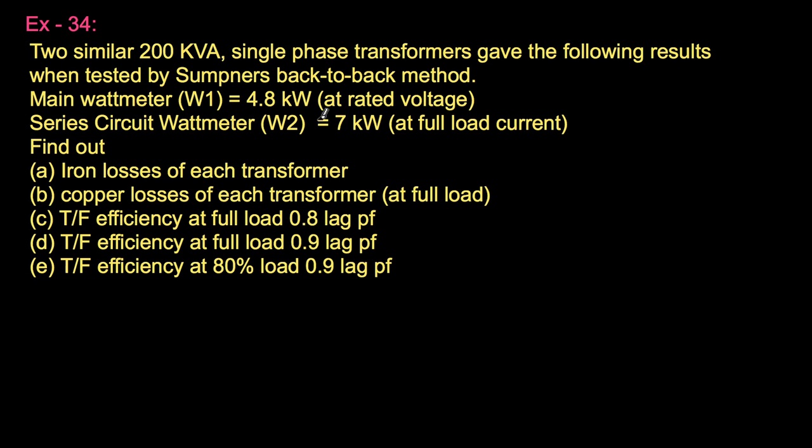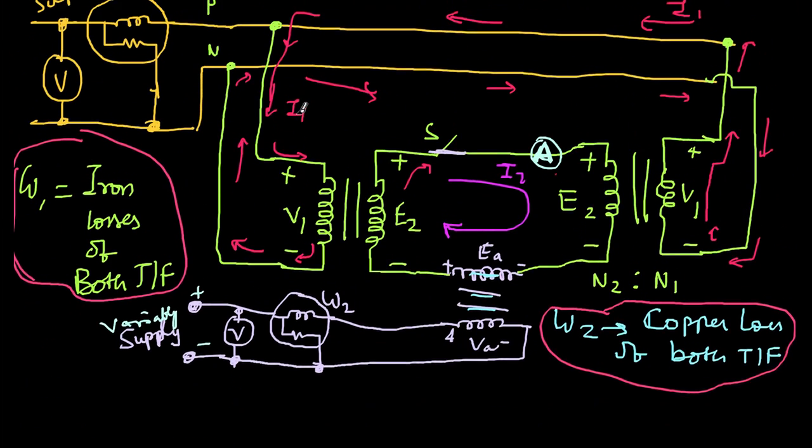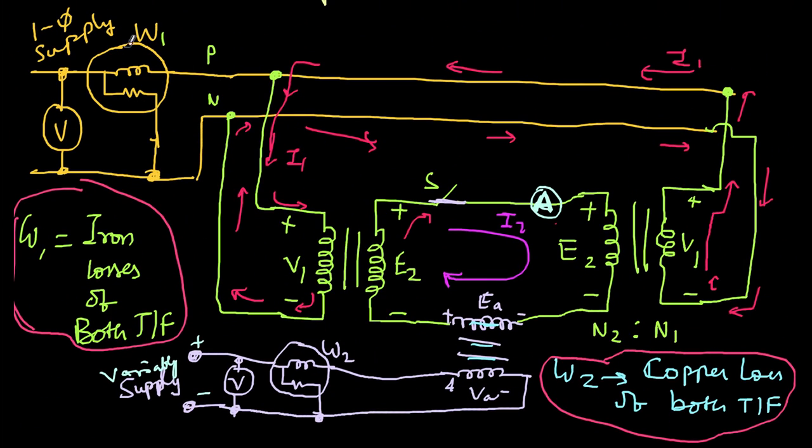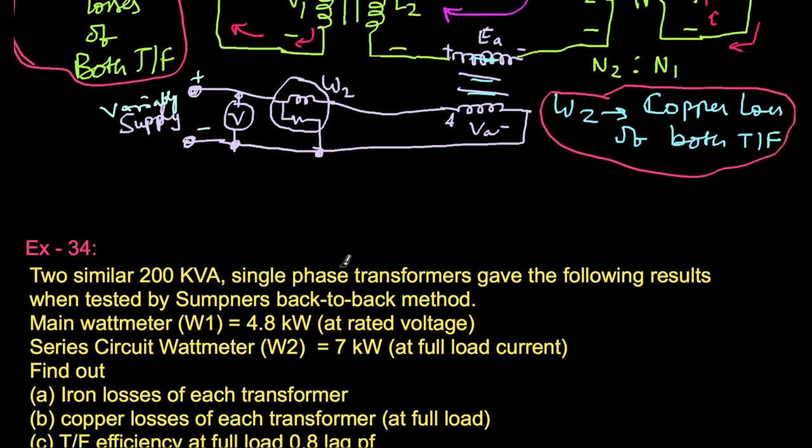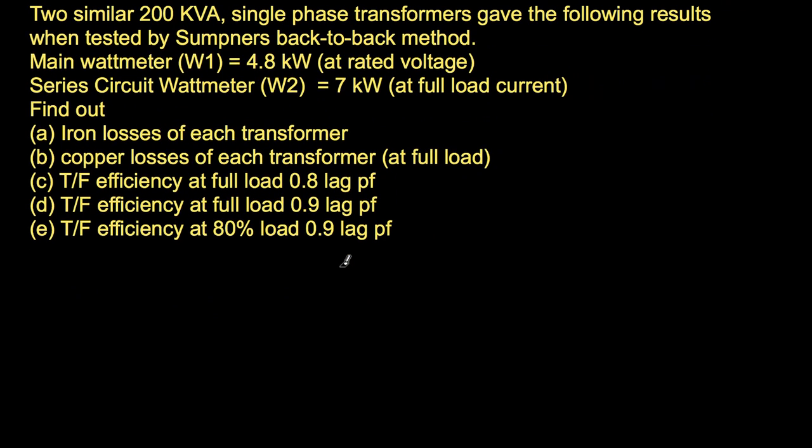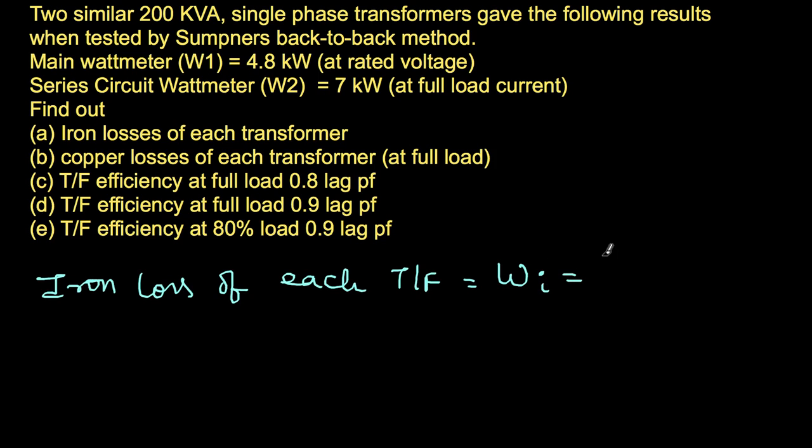Main wattmeter W1 reads 4.8 kilowatts. So you see, this is the main wattmeter W1, and this is reading 4.8 kilowatts. And we know that this wattmeter reads the iron losses of both the transformers, so 4.8 kilowatts. Therefore, I can write the iron loss of each transformer, denoted by Wi, is nothing but 4.8 by 2, which is 2.4 kilowatts. So this is the first thing, the iron loss of each transformer, we have determined.